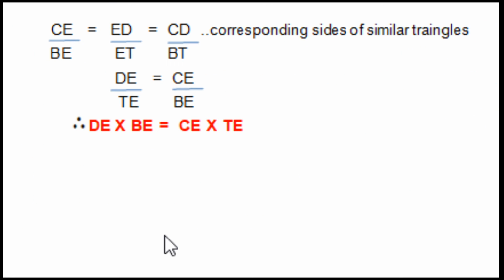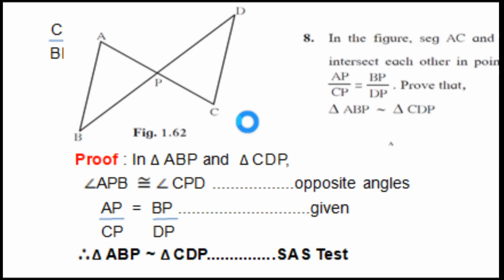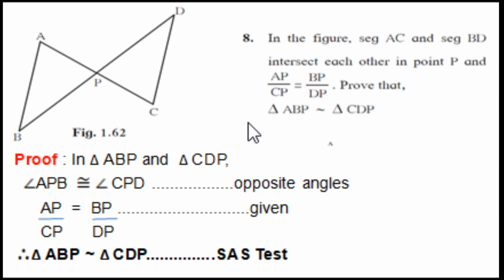Then we are taking the ratios of corresponding sides. CE upon BE is equal to DE upon TE is equal to CD upon BT. So DE upon TE is equal to CE upon BE. This ratio we have taken here, the fraction. Then cross multiply, DE into BE is equal to TE into CE, or CE into TE. Hence it is proved.